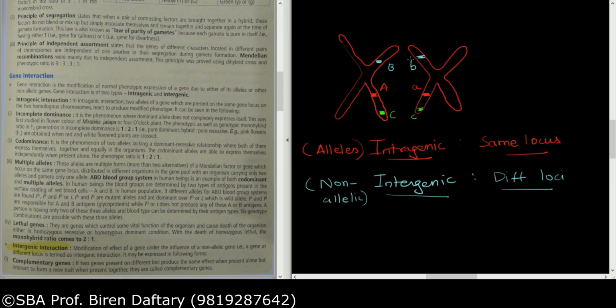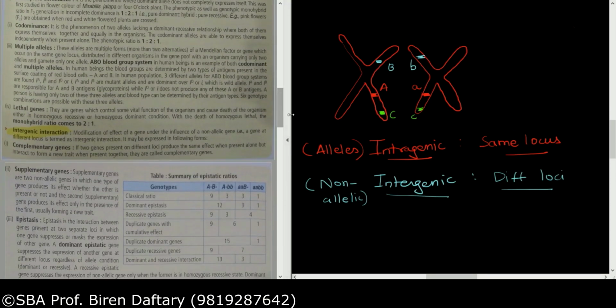If you see in your book, here they have given intergenic interaction, modification of effect of gene under the influence of non-allelic genes. And they have given the meaning, gene at a different locus. It is called intergenic, correct. So I hope you have understood what is intergenic. Intragenic is always on the same locus.